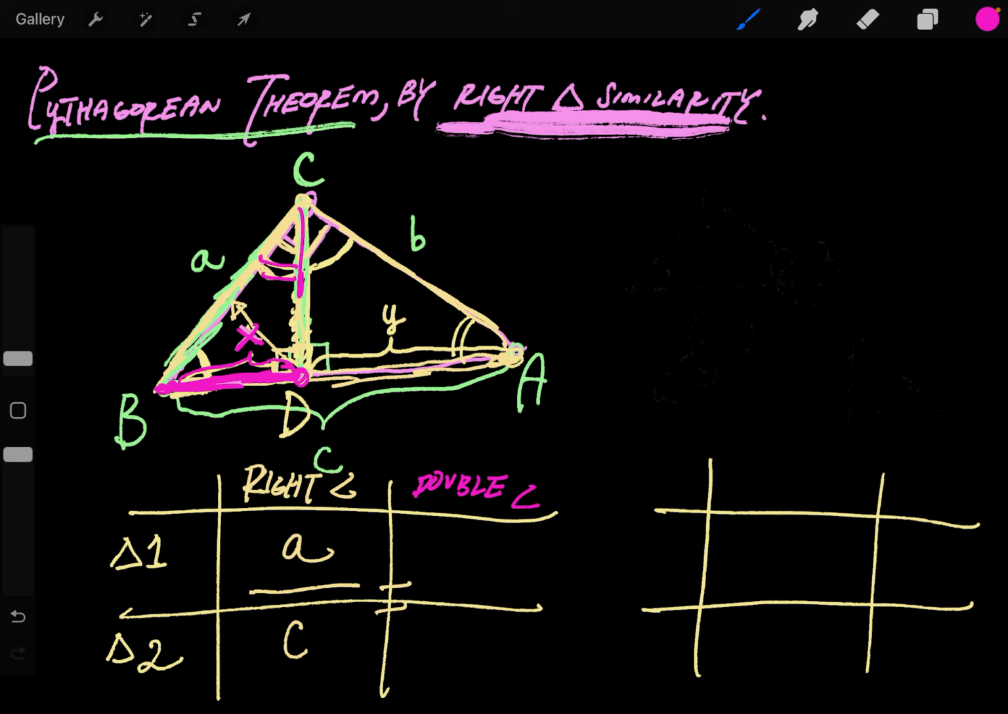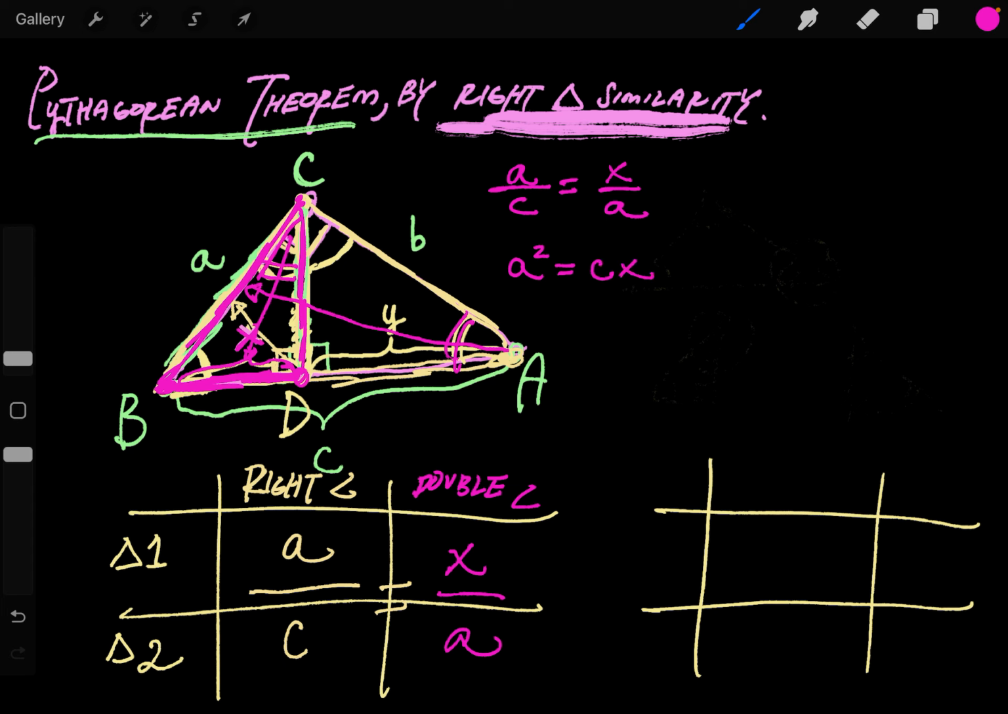Yeah, so look at this now pink triangle. Opposite that double one is going to be that side x over. And now I have to go opposite the double in the big triangle. And if you go opposite the double in the big triangle, you should see that you get side A. And that gives me a nice proportion here, because now I have A over C is equal to x over A. I cross multiply, I get a squared equals c times x. And that's the first equation that I care about.